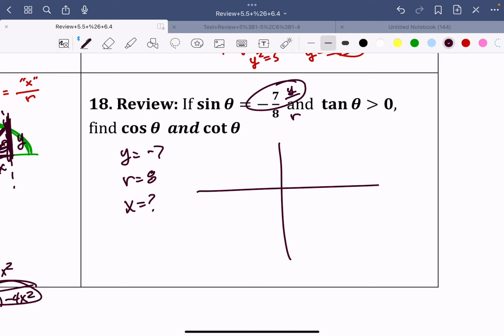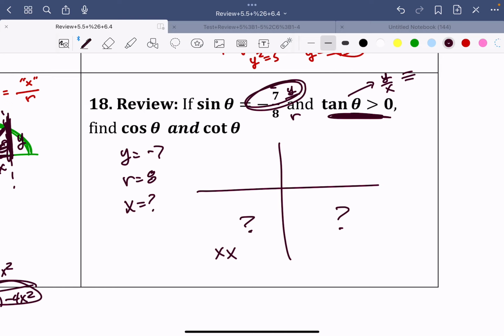Let's see. It says that tangent is positive. So if y is negative, it could have been either one of these quadrants. But since this is y over x, to get a positive, either they're both positive or they're both negative. So in this case, they're going to have to both be negative. So it means I'm in this quadrant. Okay? Because it told me sine was negative, y was already negative, so it must be negative. So I'm in this quadrant.